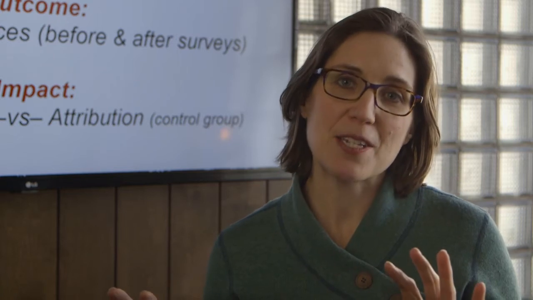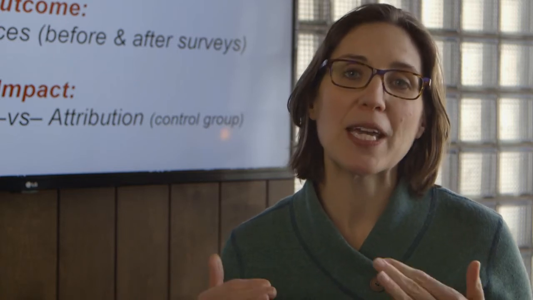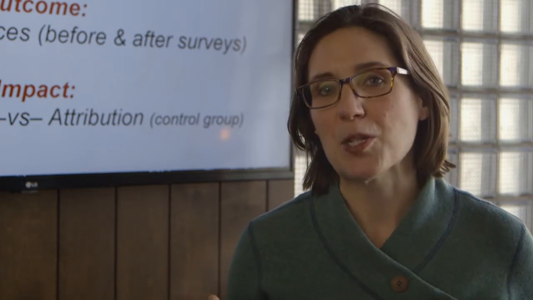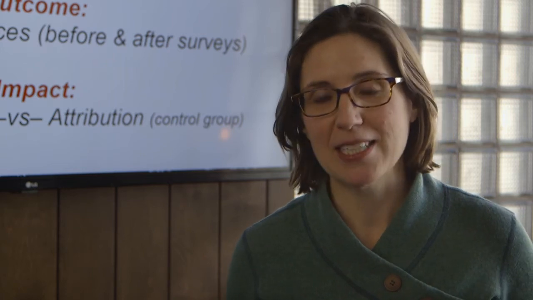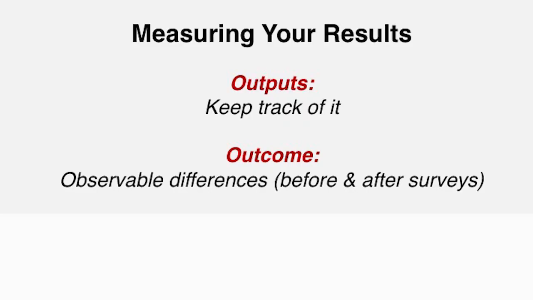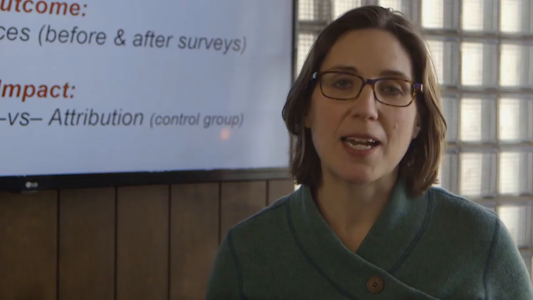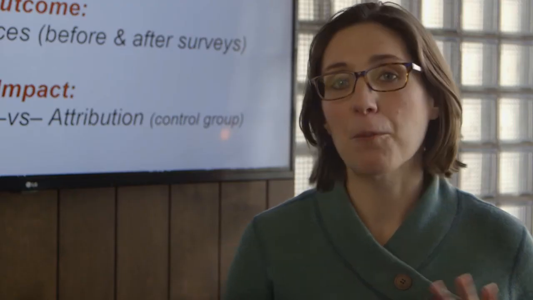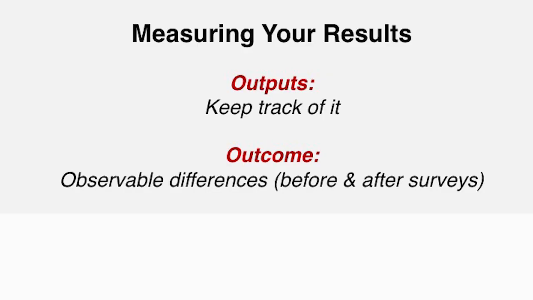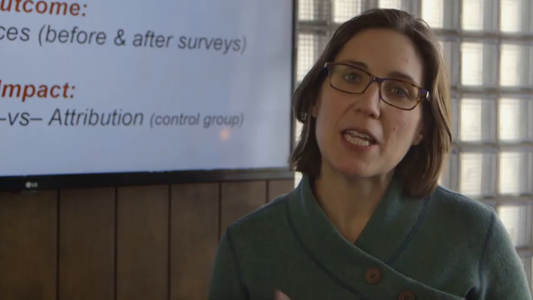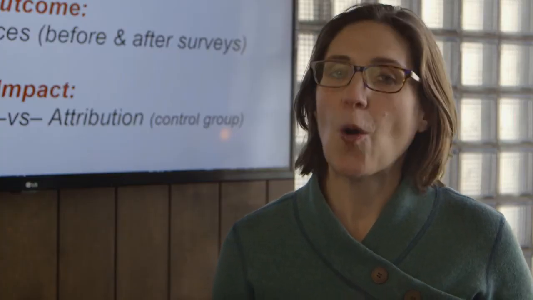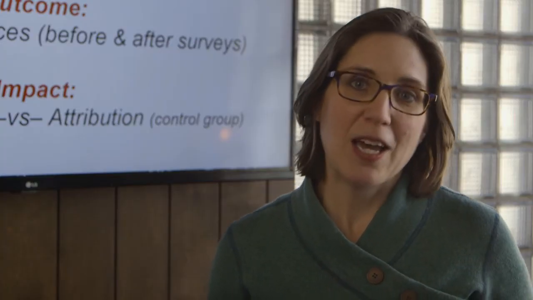One way to think about this is, you really want to figure out how to keep track of what I'm doing and the extent to which I'm doing it. At the outcome level, you want to think about what observable differences I'm going to be able to notice, before my project or activity started and after it happened. So what's that change that you want to observe and see happen in your community or with the people that you're working with?